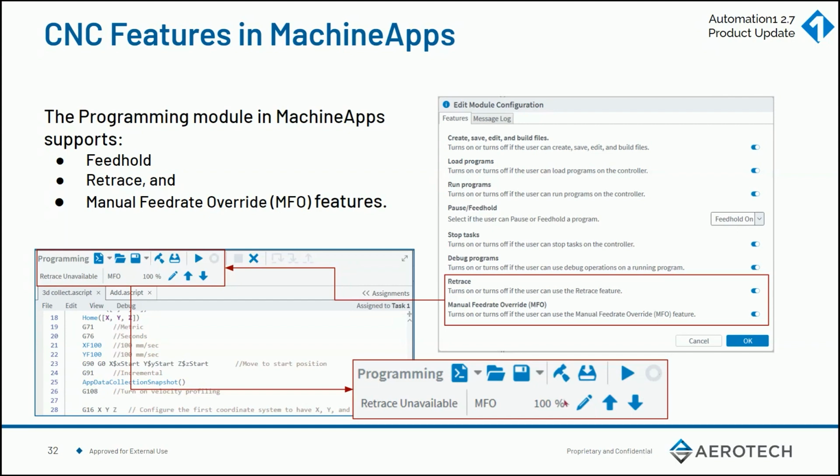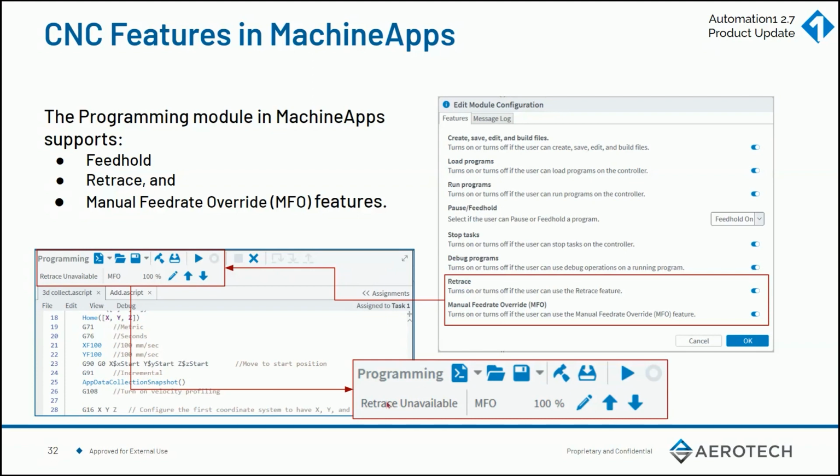While it's in feed hold, you can go and change your MFO value, or your manual feed rate override. If you are moving at, say, 3 meters per second and you change that to 50% and hit play again, your motion would proceed on, but not at 3 meters per second, but at 1.5 meters per second. You can actually retrace your parts.